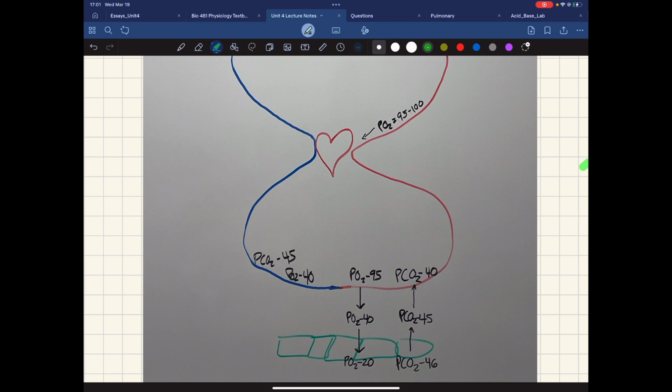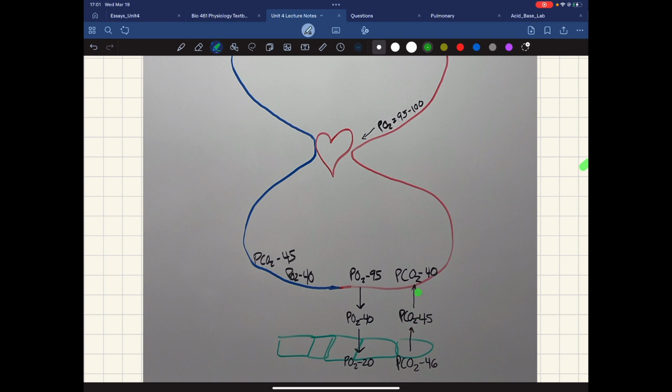So that's why we end up with this high concentration of CO2, this 46. And then now we're going to do CO2, or carbon dioxide. In the blood, it's 40. But here in the tissue, we have a 46. In the interstitial space, we have a 45, so it's going to move down its gradient.